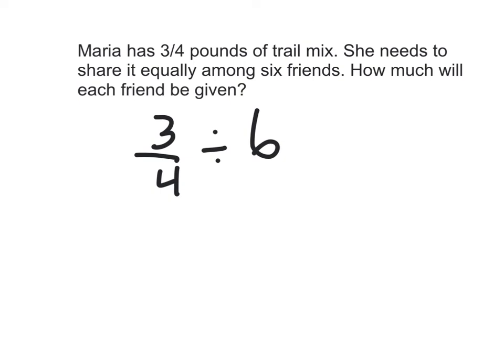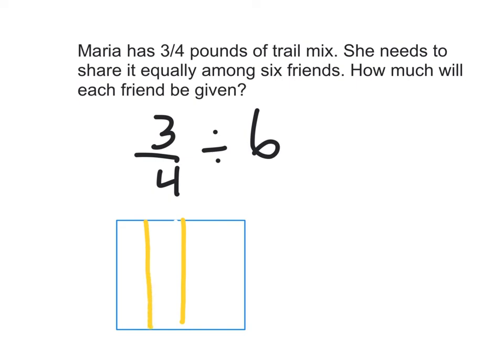So to visually show this, I'm going to represent this as a whole pound, and I have 3/4. So I'm going to divide it into fourths, or my denominator amount of columns, which is 4, and I have 3 of these fourths. My numerator, I'm going to shade in my numerator amount, which is 3. So I have 3 columns shaded in, which represents 3/4. This is what I have. Then I'm going to divide this among 6 of my friends. So I'm going to make 6 rows, which is my whole number.